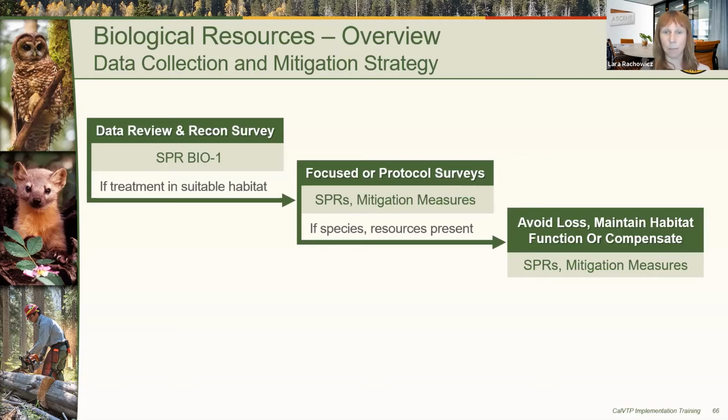And this third step in this tiered process requires implementation of additional measures to avoid the loss of individuals or sensitive resources and to meet the performance standard of maintaining habitat function. If after implementation of SPRs, mitigation measures, and any feasible treatment design alternatives, the loss of resources or degradation of habitat function would occur and be considered significant under CEQA, then compensatory mitigation will be required. Next slide.